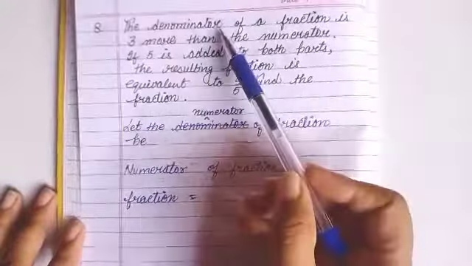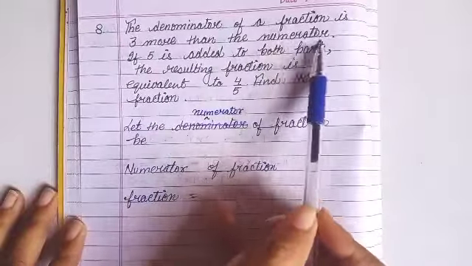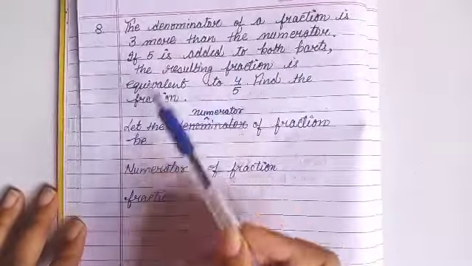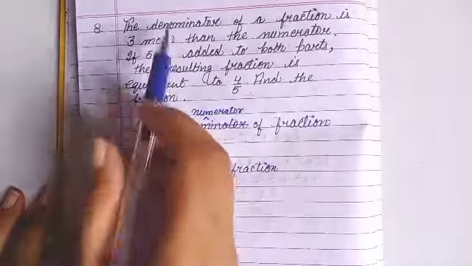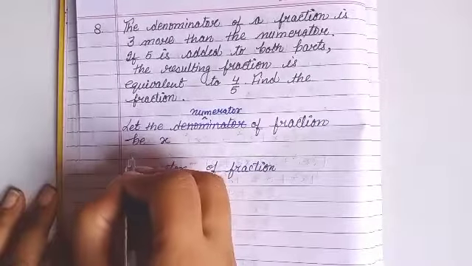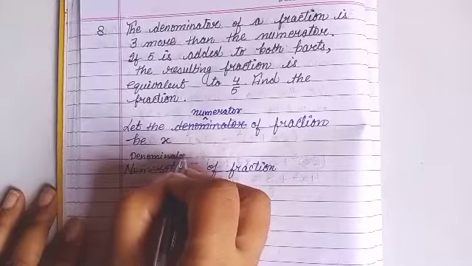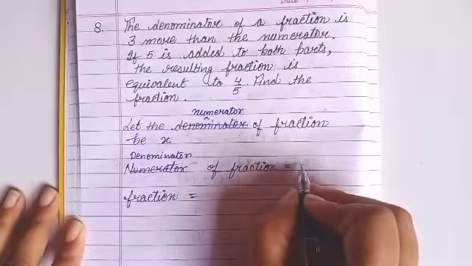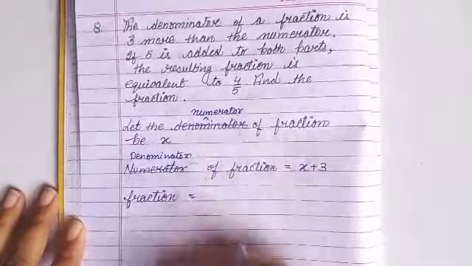Question number 8: the denominator of a fraction is 3 more than the numerator. Okay, the denominator is 3 more than the numerator. So let the numerator of the fraction be x. Then they said the denominator is 3 more, right? So the denominator of the fraction will be 3 more than this numerator, right? 3 more than this numerator.